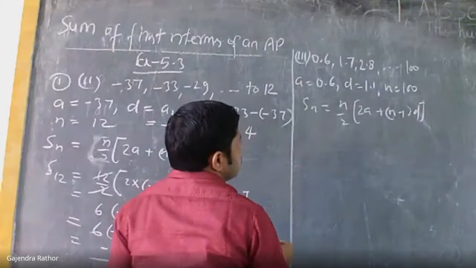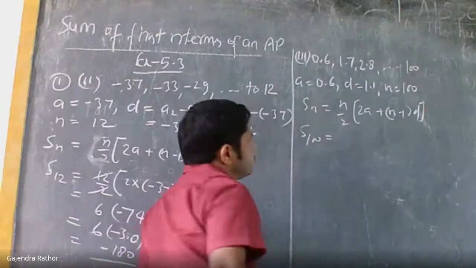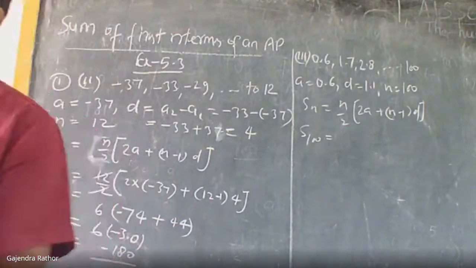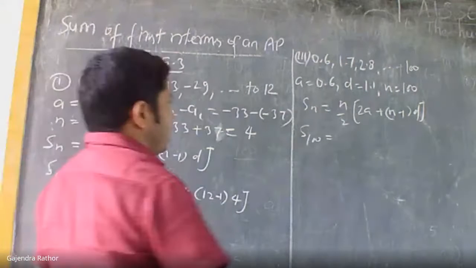Put the value of a, d and n. So S100 is equal to, simplify and try to find. Okay, the answer is coming as you replied, 5,505. Okay, very good. Okay, now let's check.